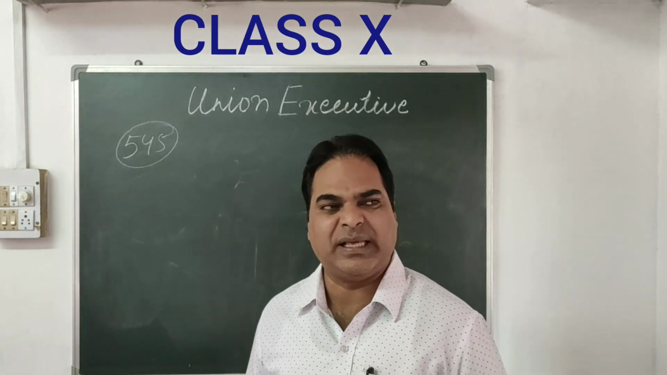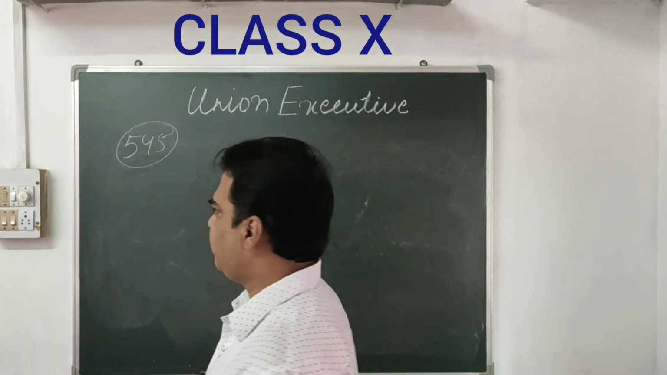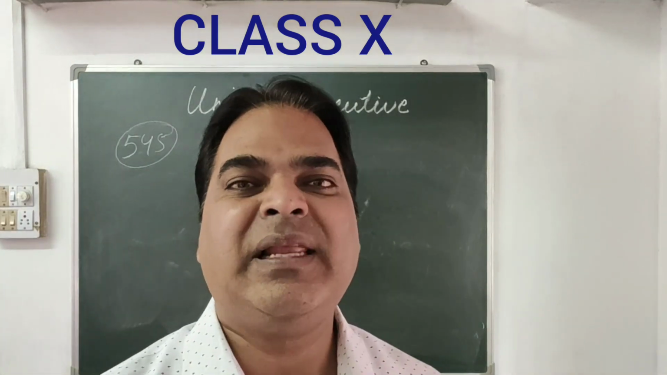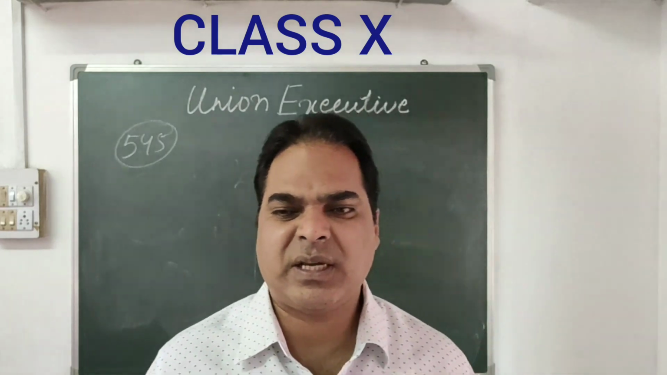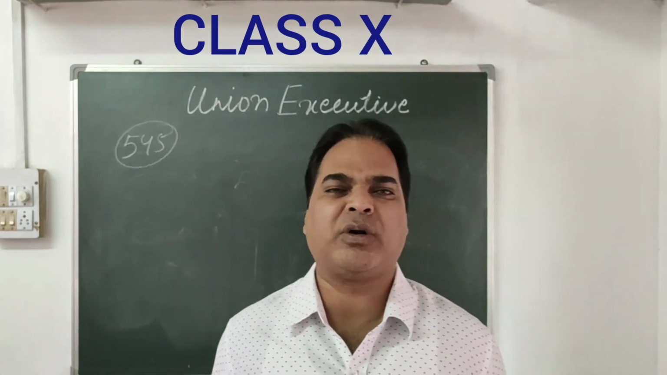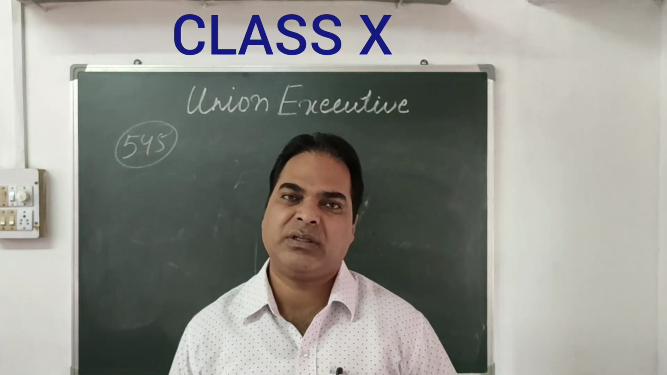In that case, there is a problem, and that type of government is known as coalition government, or in Hindi Mili-Juli Sarkar. In a coalition government, there is always a threat that the supporting party may withdraw the support, and when the support is withdrawn, the government falls.